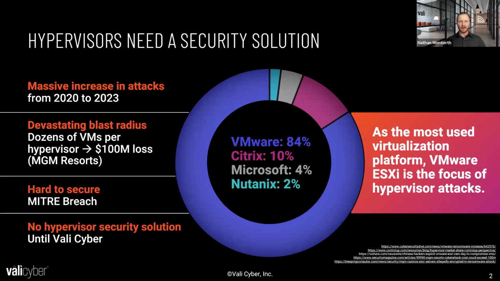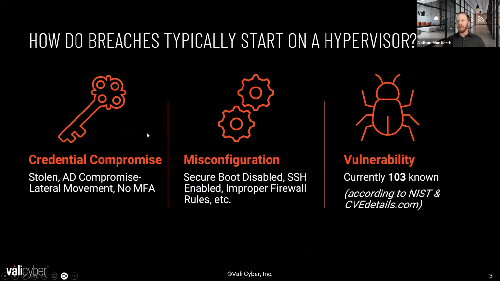And traditionally, hypervisors have not had any kind of security solution. We won't talk too much about the way that Vali Cyber changes that until probably the very end of the presentation. But what I really want to focus on is some of the techniques and the tactics that attackers will use, and specifically RATs today. We can also talk a little bit about how breaches typically start.